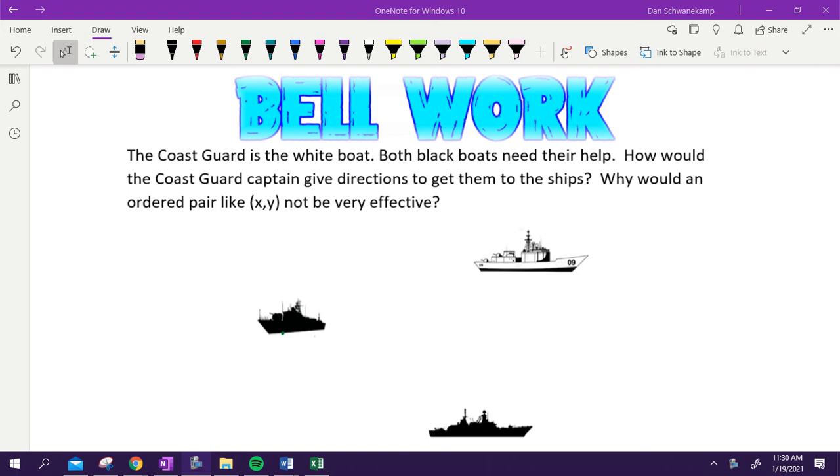All right, here we go. Let's say you are the Coast Guard. You're in this white boat. Both these black boats need help. They're stuck. Let's assume that you can't see them. There's a fog or something.